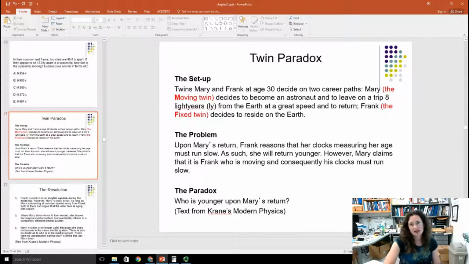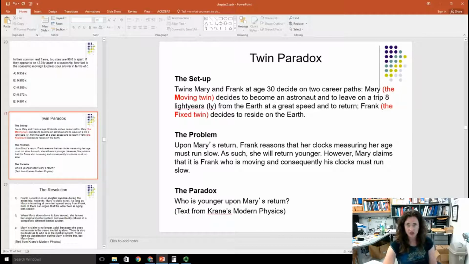Next concept I'd like to cover is the twin paradox. This kind of lies at the root of which is the proper length and which is the proper time and what is going on with all of this anyway. Okay? So here's the twin paradox, the setup. You have two twins, Mary and Frank, and they're 30, and they decide on 2 different career paths. Mary is the moving twin, M for moving. She decides to become an astronaut and leave on a trip that's 8 light years from Earth. So she's going to a distant star that's 8 light years away, and then she's turning around and coming back to Earth. Okay?